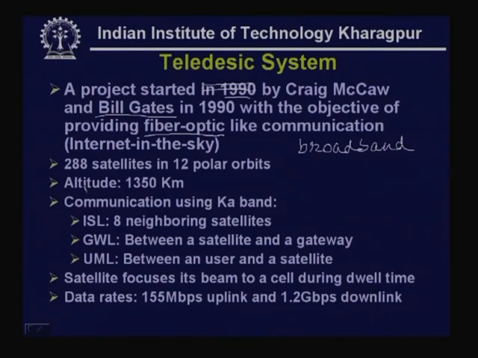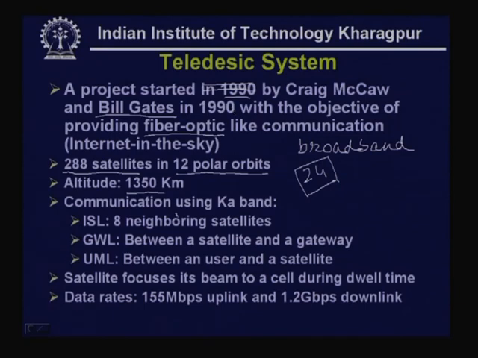The Teledesic system ultimately was designed with 288 satellites in 12 polar orbits. So, there are 12 polar orbits very similar to the Iridium, and there are 288 satellites. So, you have got 24 satellites in each orbit, and you have got 12 such polar orbits, and these are stationed at an altitude of 1350 kilometer compared to 750 kilometer of Iridium.